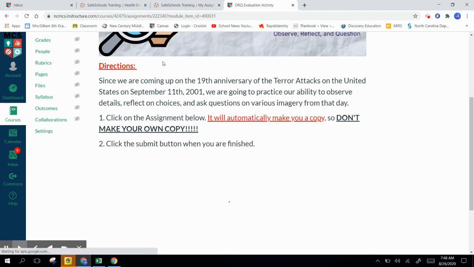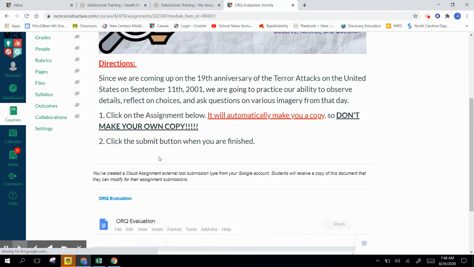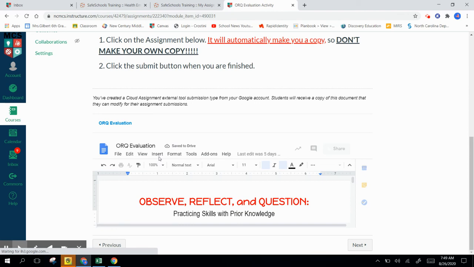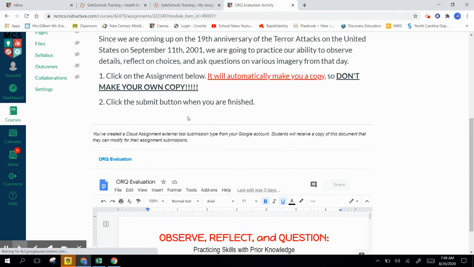So this is about the 9/11 terrorist attack. So you're going to be looking at images and doing an observe, reflect, question about that. Make sure you hit the submit button when you finish, and please do not change the name of the assignment. Do not make your own copy, because if you do that, it will not allow you to turn it in. Okay? All right.